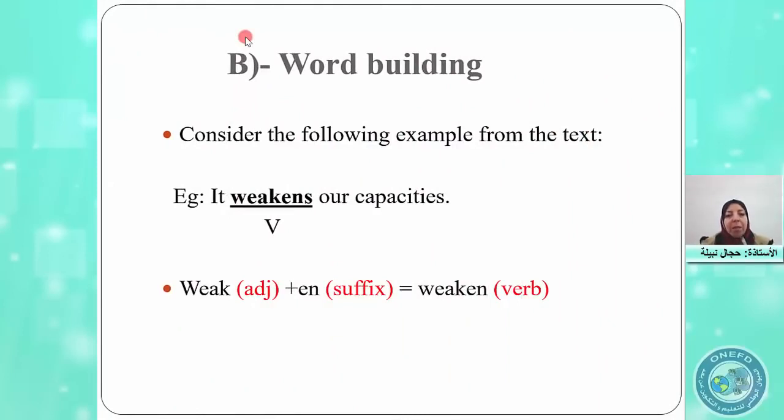Question B in morphology is about word building. Let's consider the following example from the text. So when the writer spoke about fear, he says it weakens our capacities. So weaken here is a verb that was built up with the adjective weak plus en as a suffix to get the verb weaken.